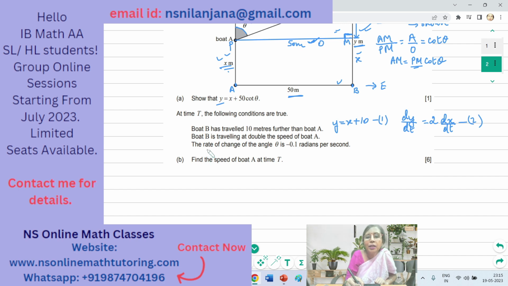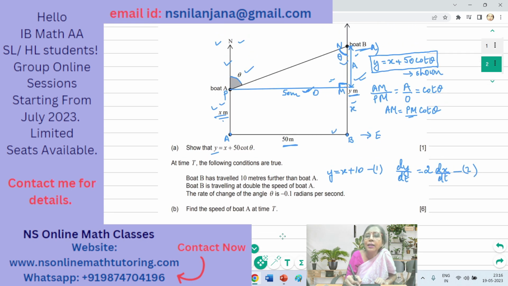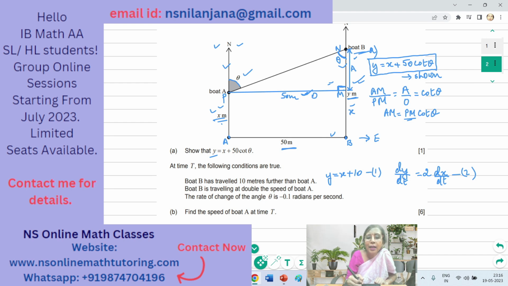And the third information is the rate of change of angle theta with respect to time, obviously, because the boats are not stagnant, they are moving. This is A and that is B. So suppose A has moved to this position and B has moved to this position. Now what will be the theta angle? The theta angle will be this one.